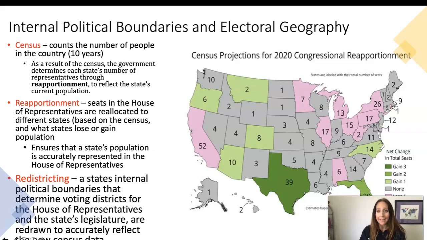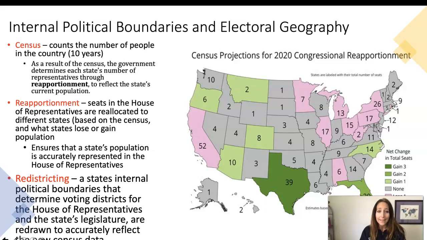So a state that has a larger population will have more representation. A state that has fewer people will have less representation. That's obviously not true in the Senate, where you have 2 representatives for every state, but it's different in the House of Representatives. So a state like Florida will have more representation in the representative portion of Congress than, let's say, the state of Montana. And the numbers change every 10 years based on the census.